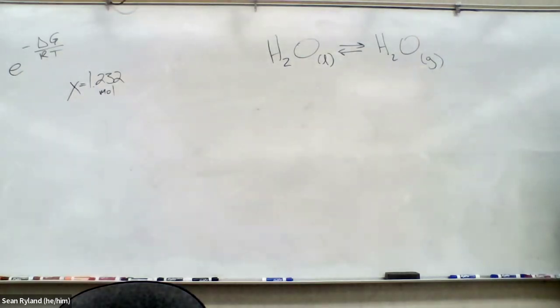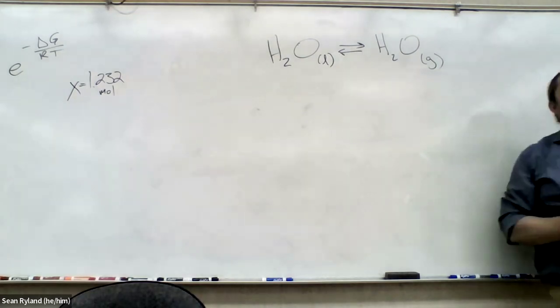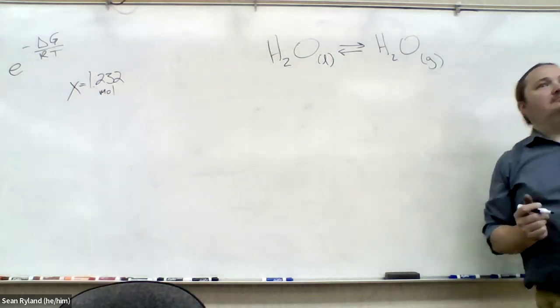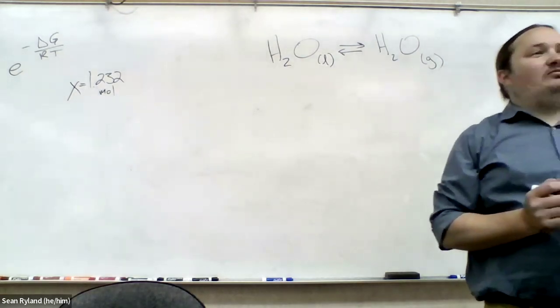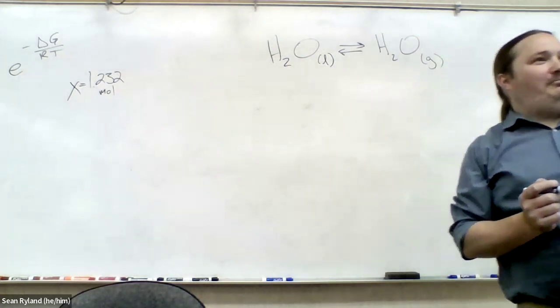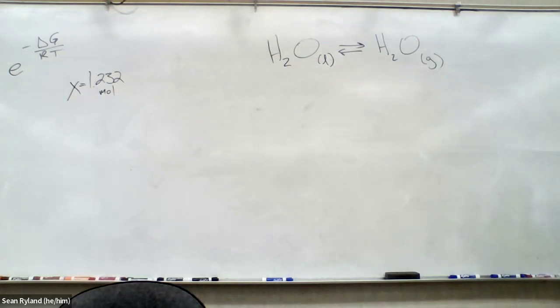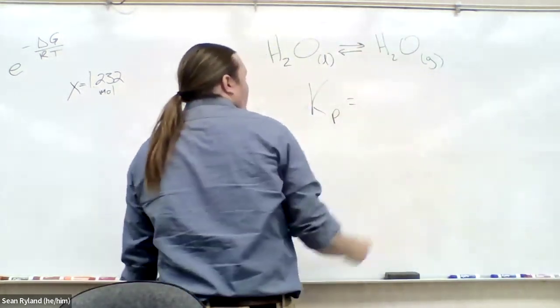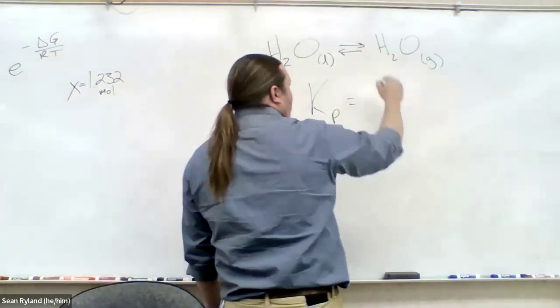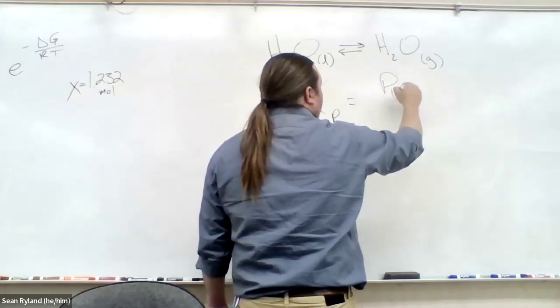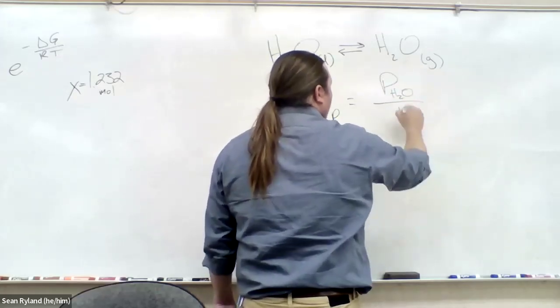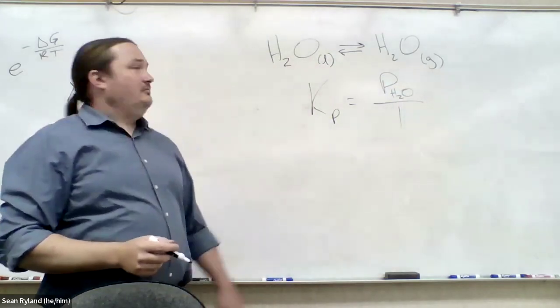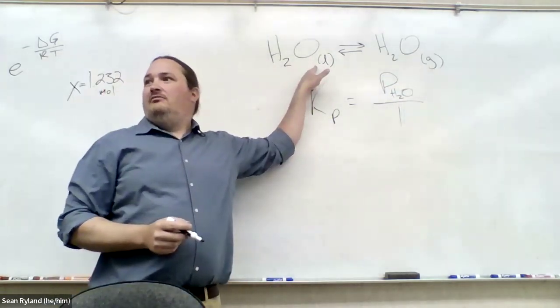What would the equilibrium constant be for this? What's the first rule of equilibrium? Products over reactants. What's the third rule of equilibrium? Solids and liquids don't count. So if we wrote Kp for this reaction, it would just be pressure of water as a gas over 1, because liquids don't count.